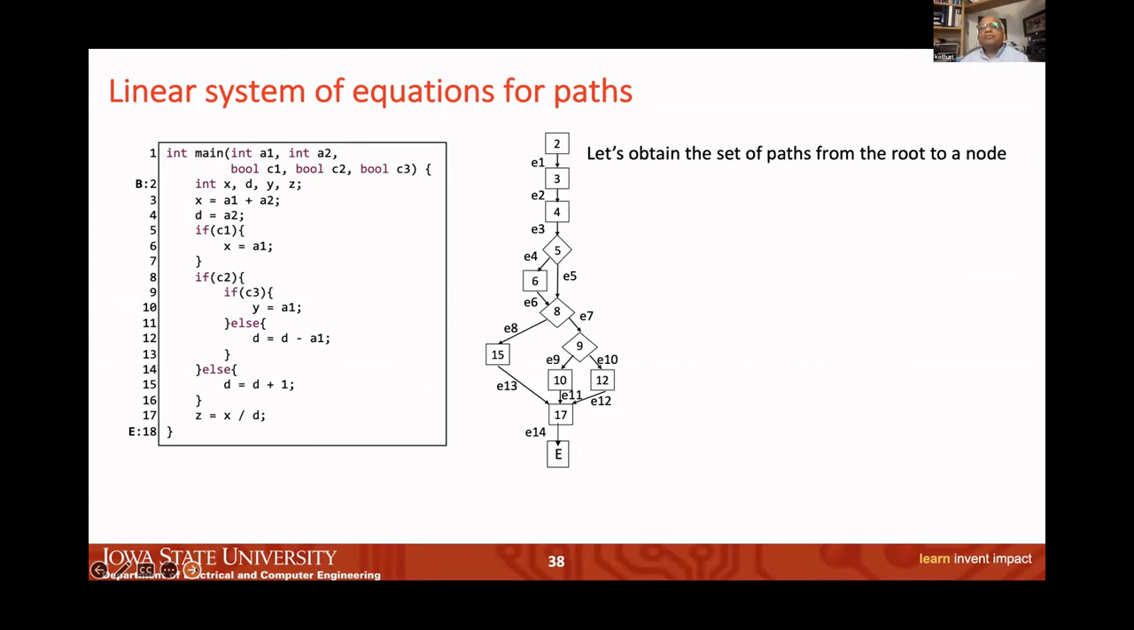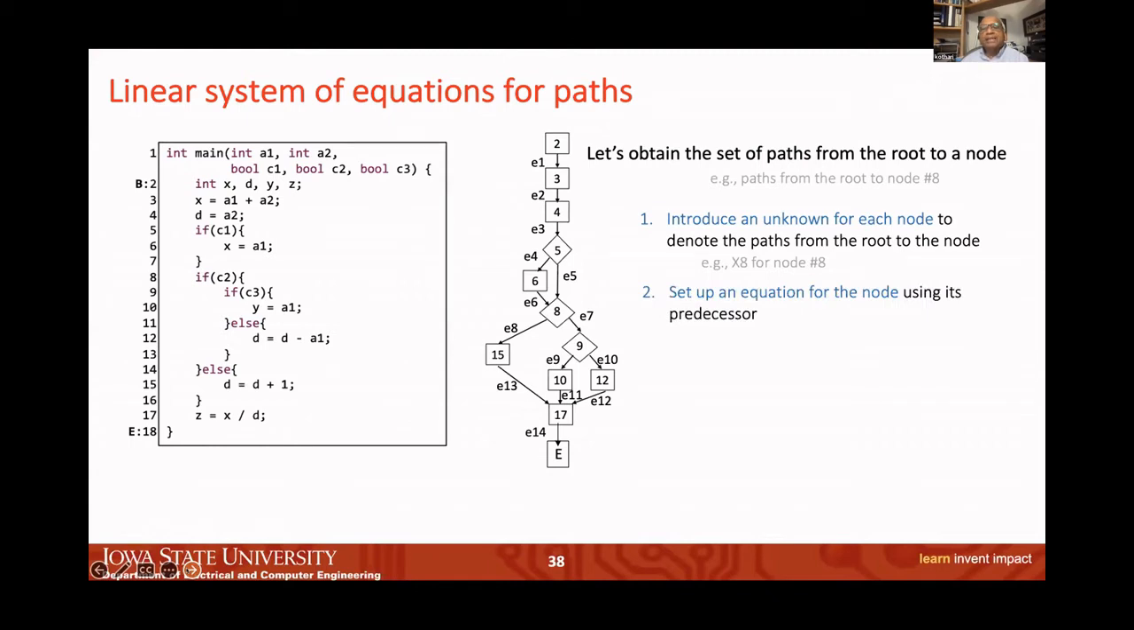Now let's obtain the paths from root to a node. Like we do in any problem, when we are setting up the linear system of equations, for the answers that we want to get, we use an unknown, a variable, and then we get the answer by solving the system of equations. So here we are going to introduce an unknown for every node. For example, we will have an unknown for node 8. For convenience, I will simply use the node number for the unknown also. So the unknown for 8 will be x8, unknown for 9 will be x9, and so on. Now we are going to set up a system of equations using these unknowns. So we introduce an unknown for each node.